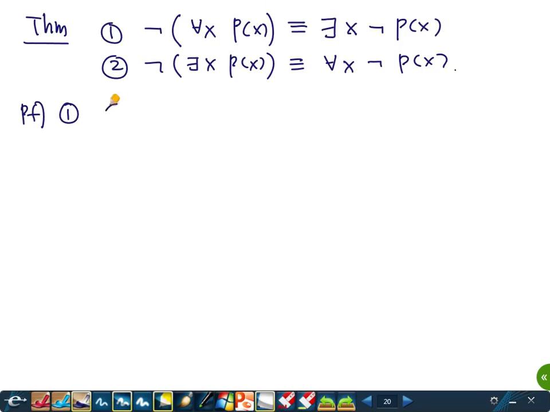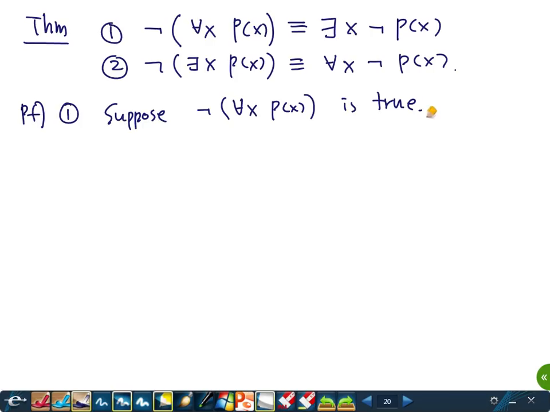So suppose that this is true. In order to show that these are equivalent, you can show it like this. If this is true, then this is also true. And also, if this is false, this is false. So we need to show two things. If this is true, this is also true. If this is false, this is also false. So I'm going to consider two cases. The first case is when this is true.